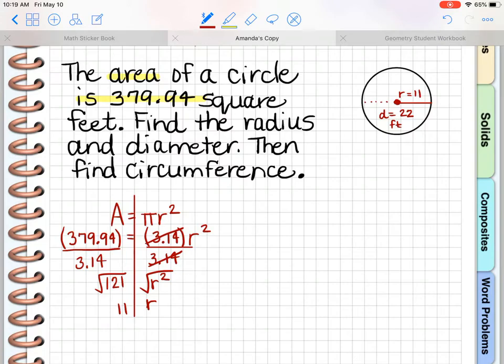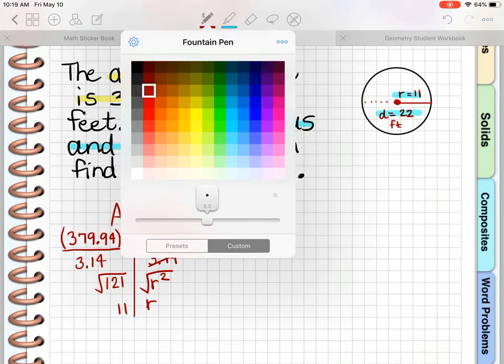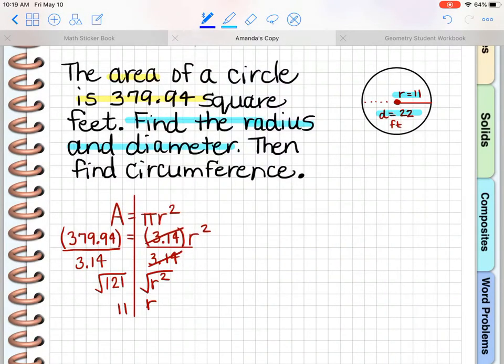So we have found part of the answer that we need. Find the radius and diameter. I've done that. We've done that. And so the last thing they want me to do is find the circumference. So let me get that pretty blue color again. And let's write our formula. And again, I like this one. You can use the other one if you want. It will work just fine.